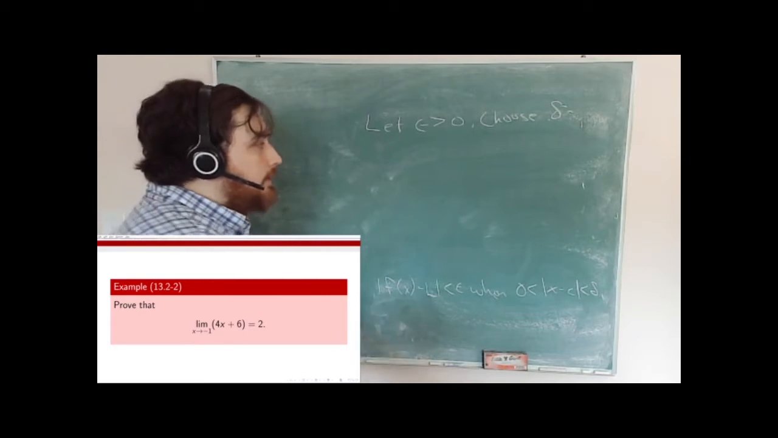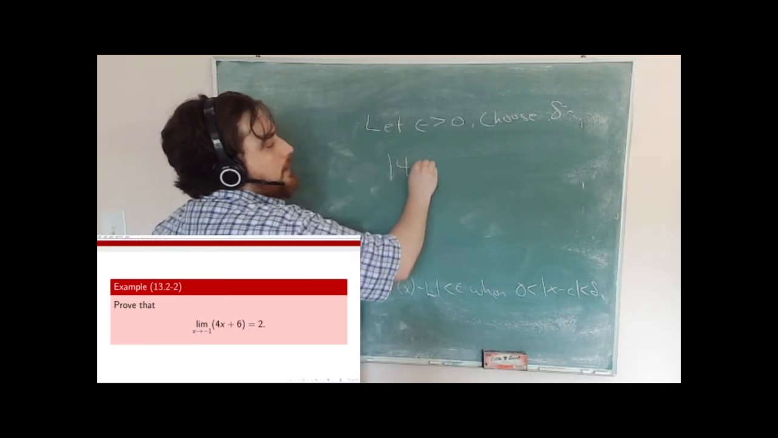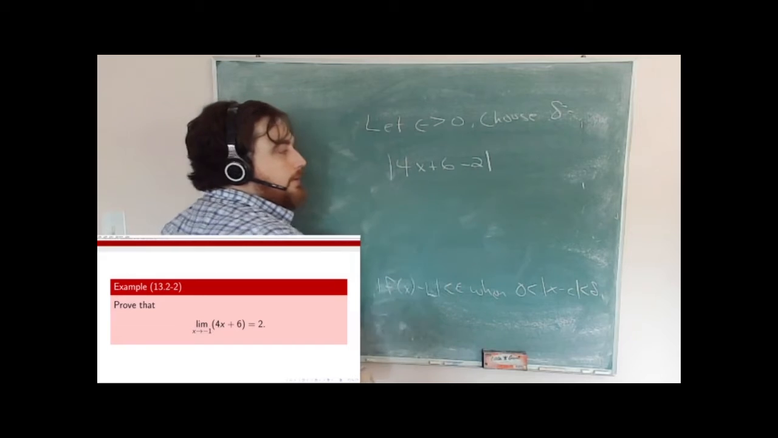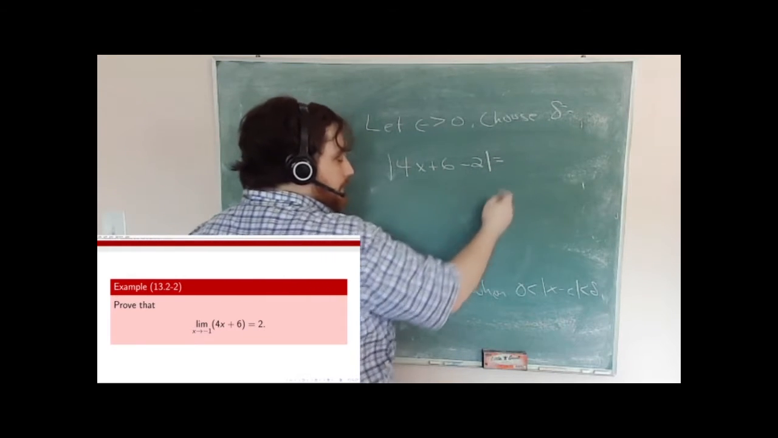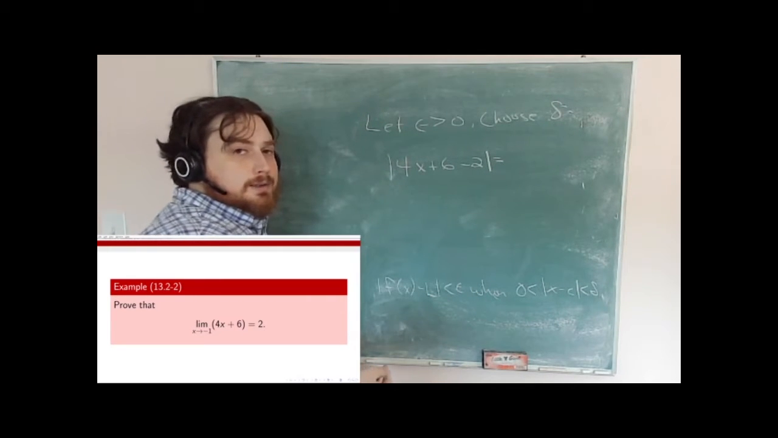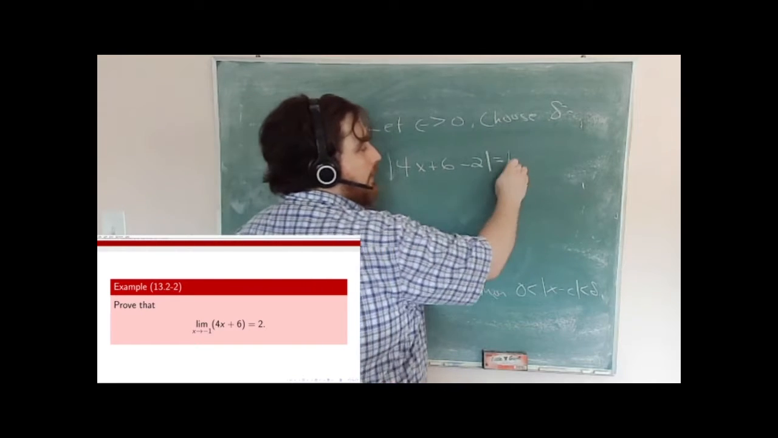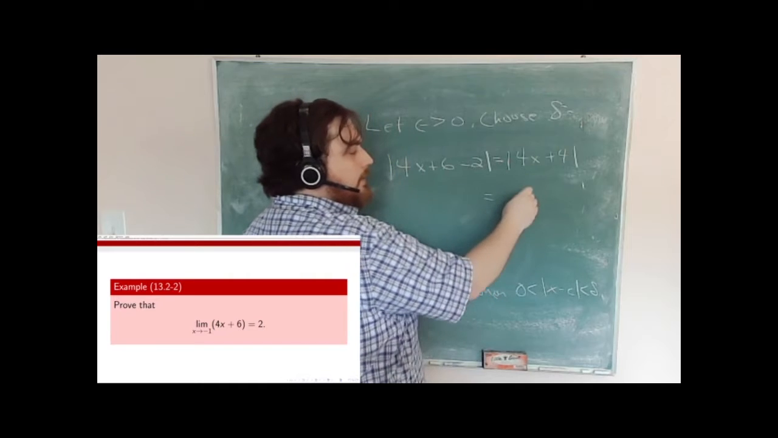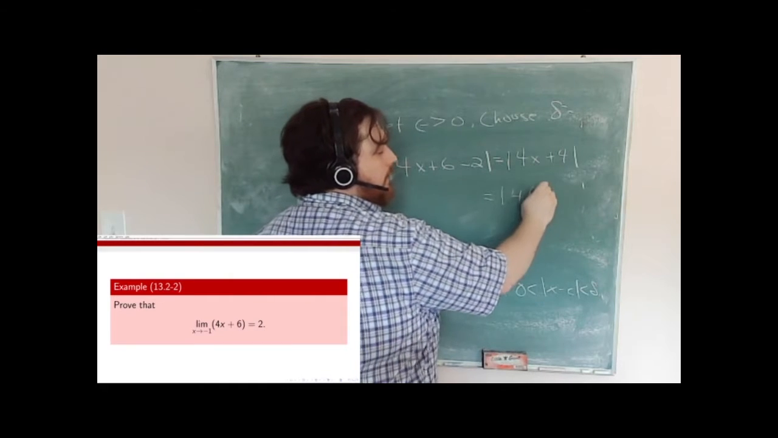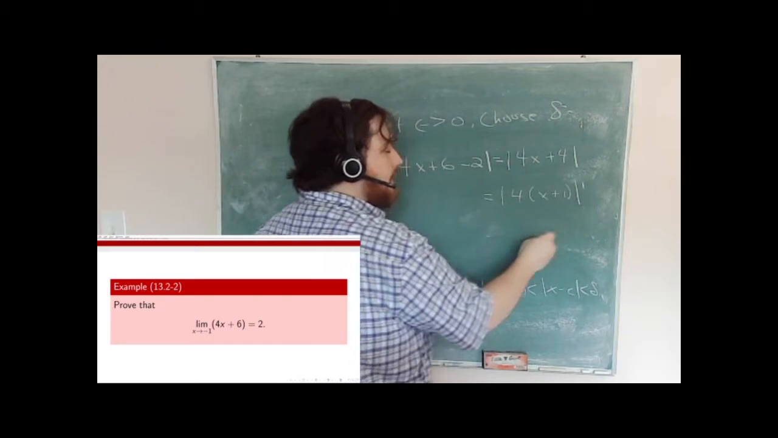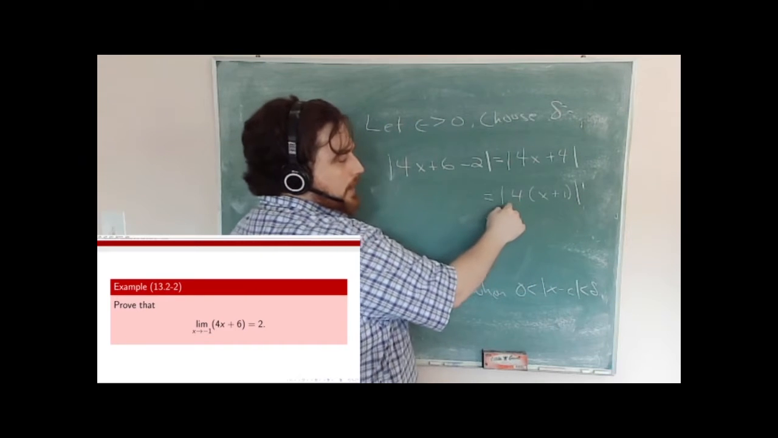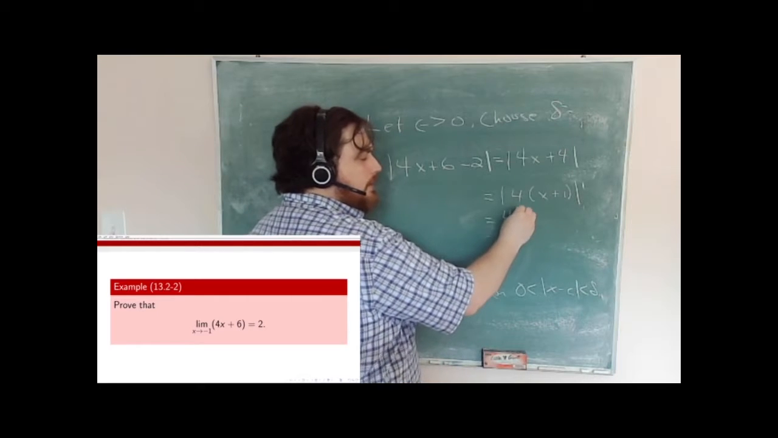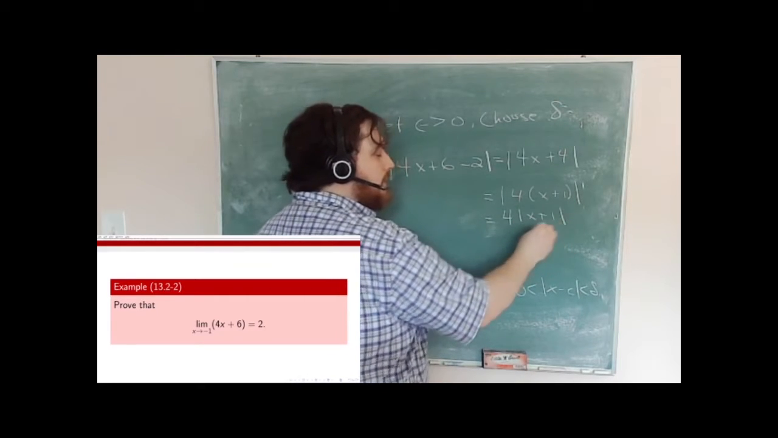So I'm going to start here and say f(x) is 4x + 6, and I have to subtract L, so minus 2. Then I'm going to simplify that, so eventually I'll get something less than delta. If I do that, I get |4x + 4|. I can factor out the 4, and I get the absolute value of 4 times (x + 1). Now, the absolute value of a times b is the absolute value of a times the absolute value of b. So this is 4 times the absolute value of x + 1.